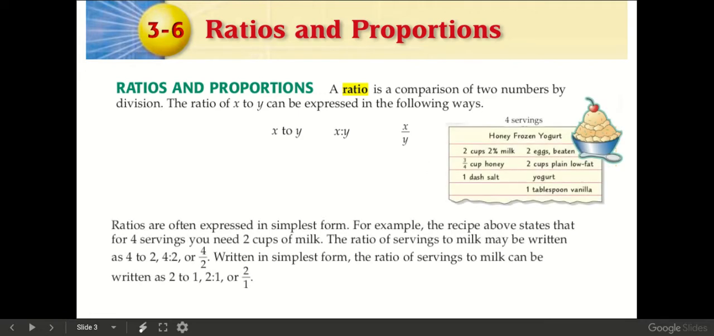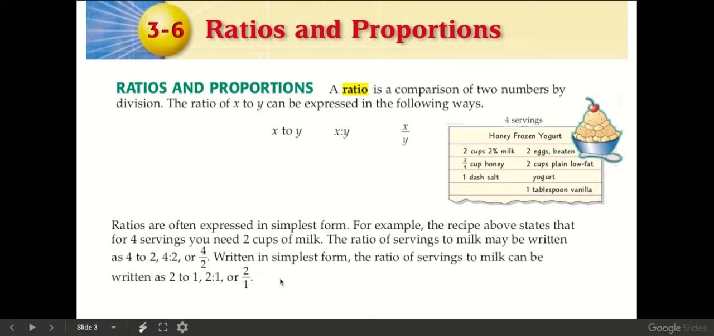Ratios are often expressed in simplest form. For example, the recipe above states that for 4 servings, you need 2 cups of milk. This recipe makes 4 servings, and it requires 2 cups of milk. The ratio of servings to milk may be written as 4 to 2, with a colon as 4:2, or as a fraction, 4 over 2. These are 3 different ways that we can write a ratio. They all mean the same thing.